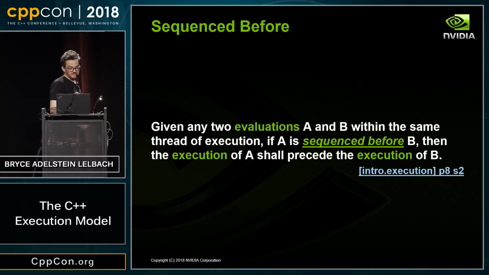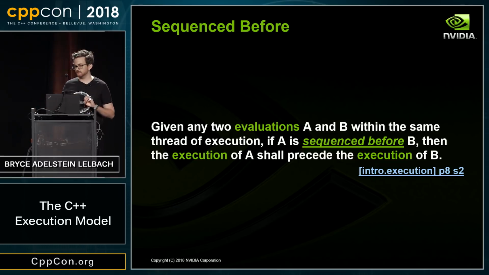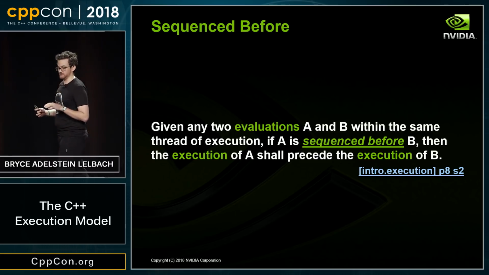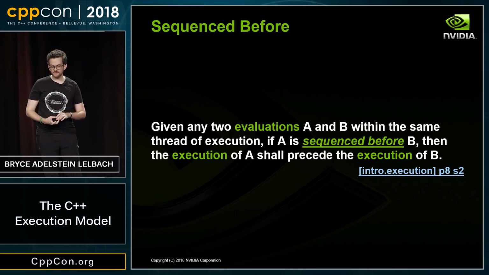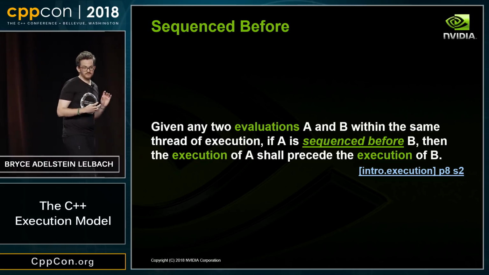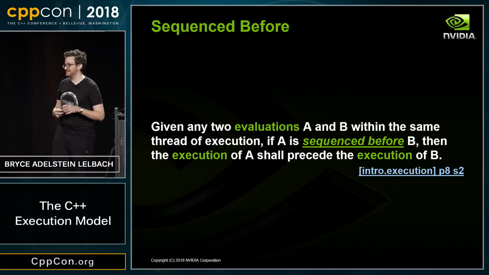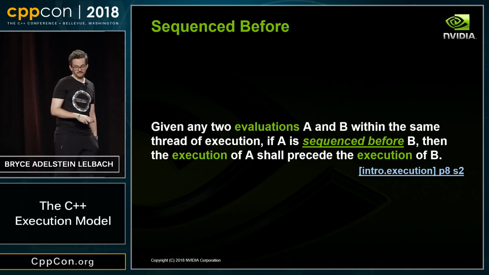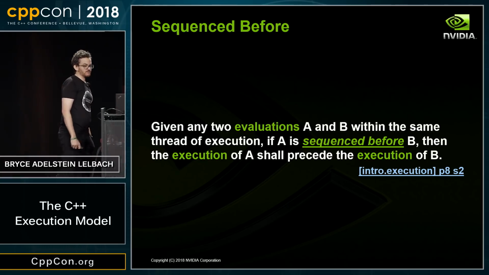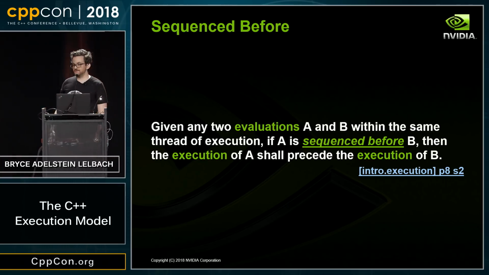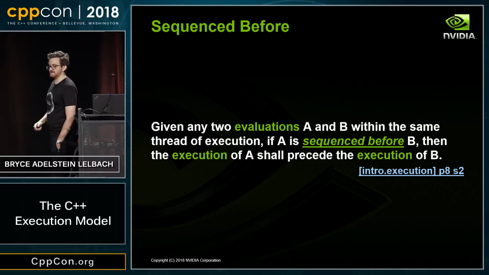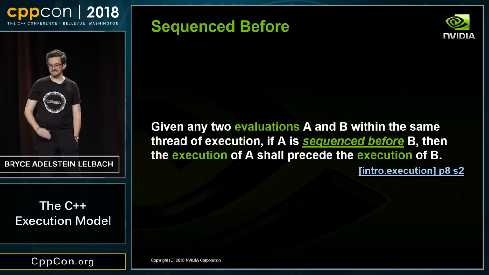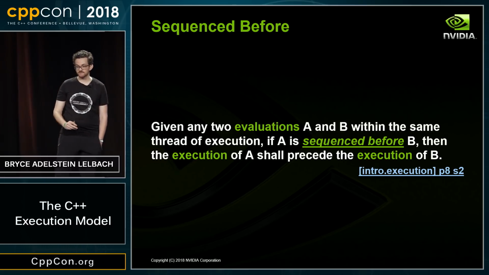So next I want to talk about the two fundamental relations in C++ that describe the order in which things get executed. The first of them is called sequenced before. Sequenced before is a relation between two different evaluations of an expression within the same thread of execution. So if A is sequenced before B, then the execution of A shall precede the execution of B. And note that little caveat I mentioned earlier: completion of the execution of an evaluation does not imply completion of its side effects, just of its value computations.